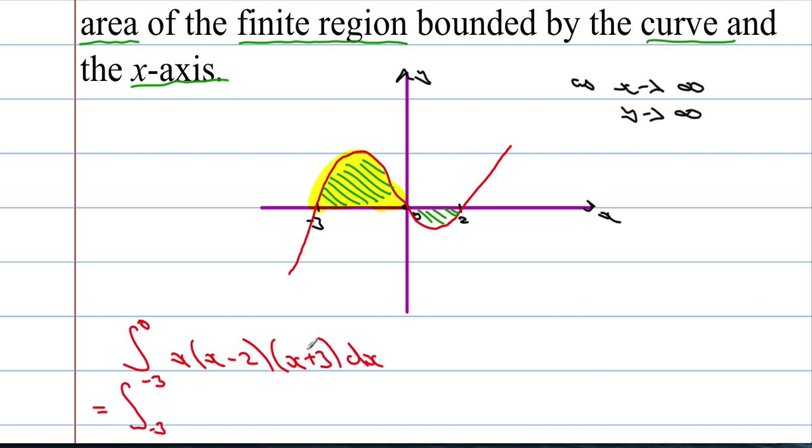Now before I do this, what I want to do is expand this out, make life a little bit easier for myself. So I'm going to get, well, this would be x squared minus 2x. So x squared times x is x cubed. x squared times 3 is 3x squared. Negative 2x times x, negative 2x squared. Negative 2x times 3 is negative 6x. Okay, so this is the function that we end up with.